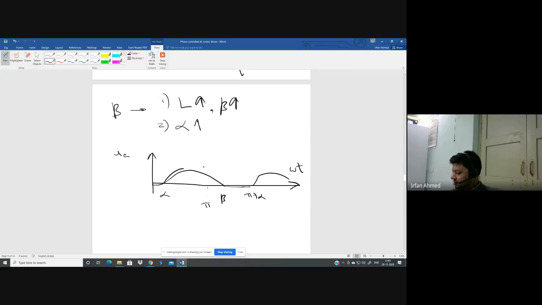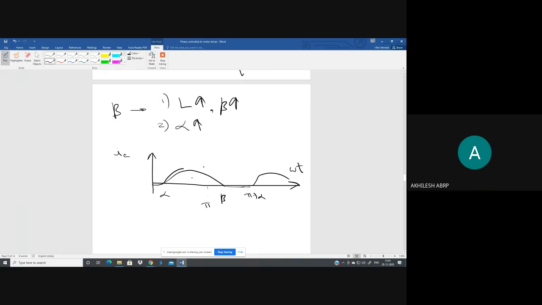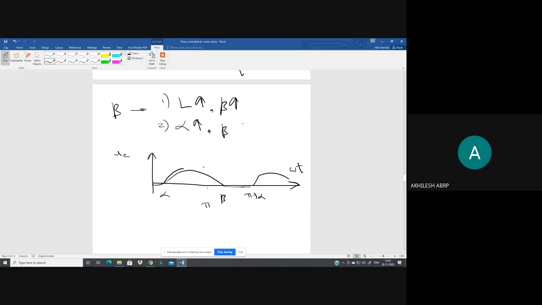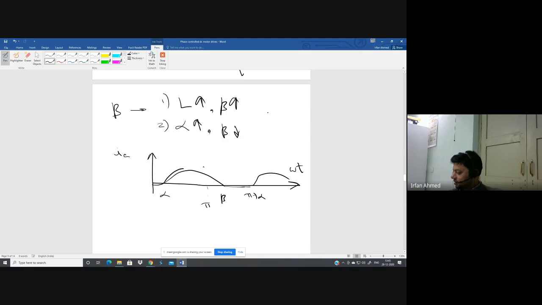As you increase the firing angle, does the value of beta increase or decrease? Decrease. Yes, as you go on increasing the firing angle, the value of beta goes on decreasing. For example, suppose this angle is pi by 2 and you are triggering here. How much do you expect beta to be? Can you get this type of waveform?